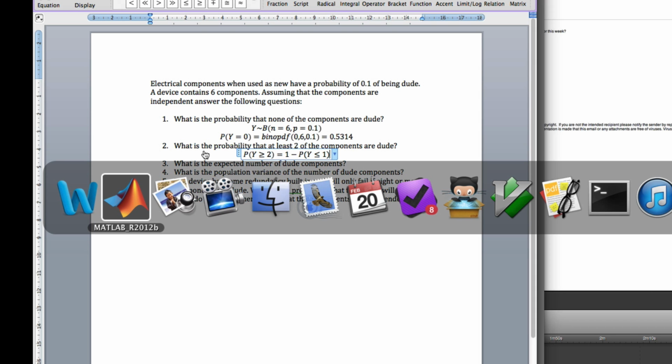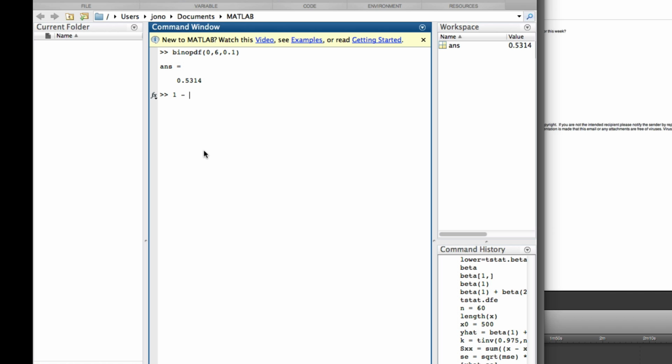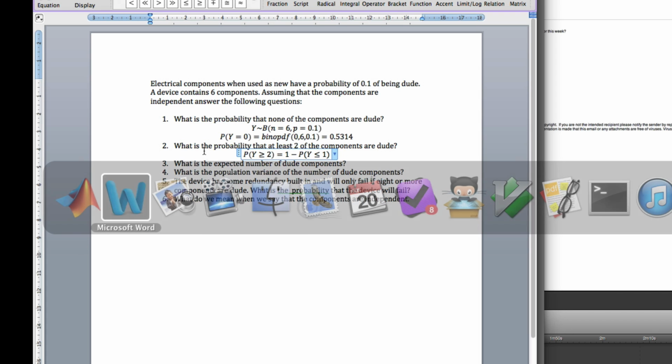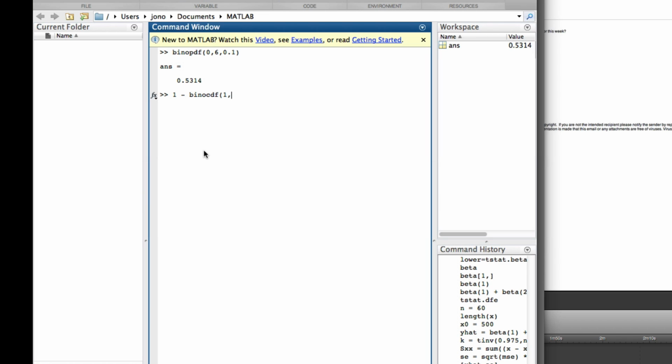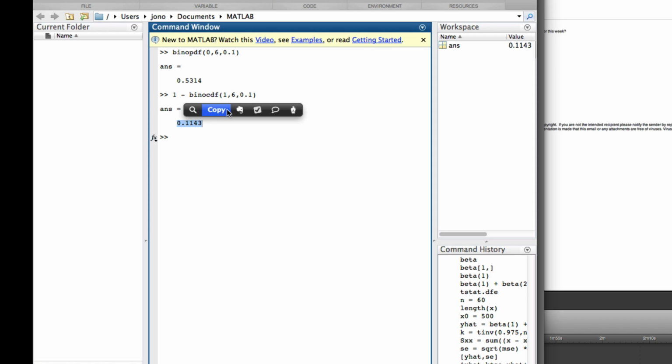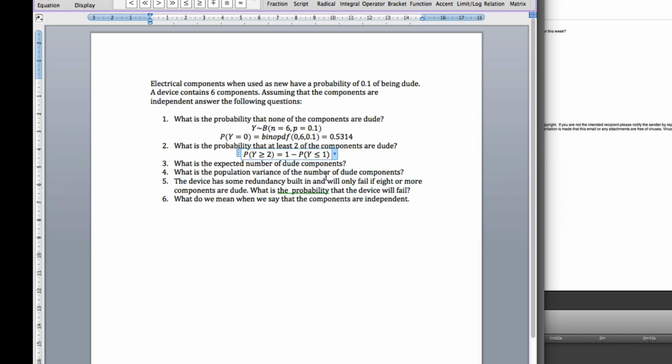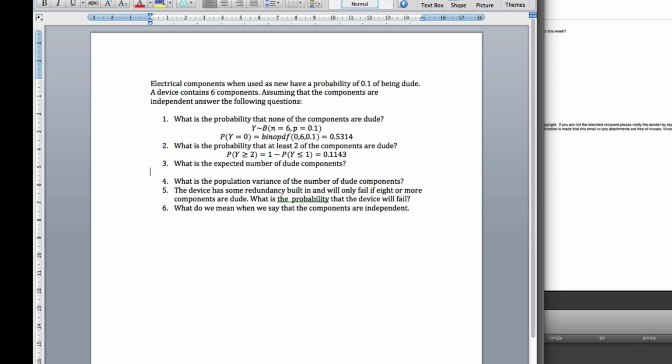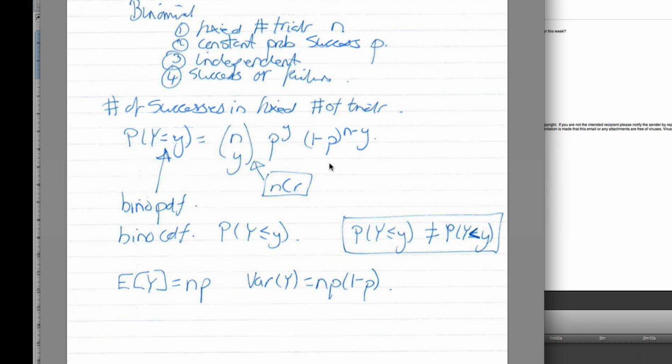So now I've got that, I go to MATLAB. It's going to be 1 minus binom cdf of 1, 6, 0.1. Easy. That equals that. What's the expected number? Okay, so expected number. Look at my cheat sheet. Expected number is n times p, and variance is this. So the expected is just n times p.